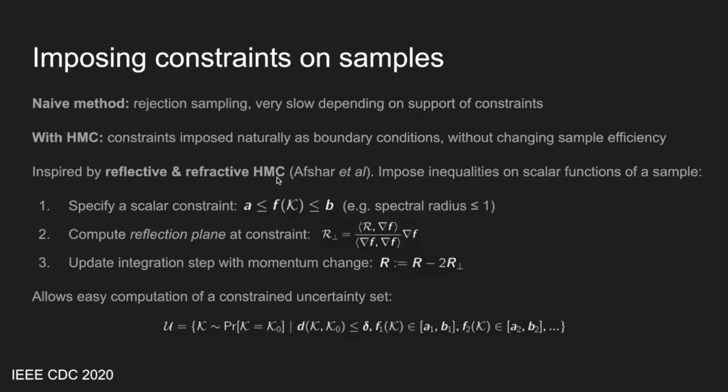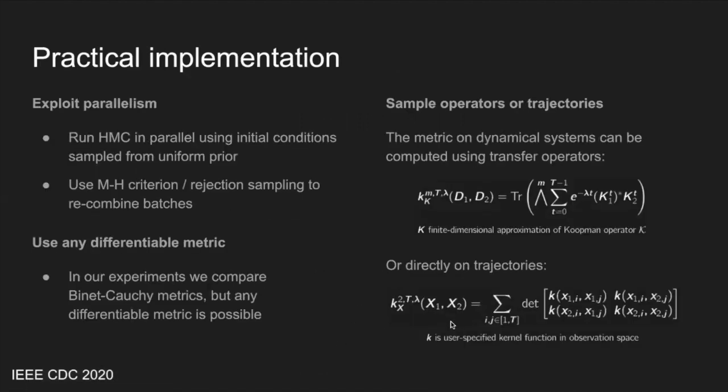This is often referred to as reflective or refractive HMC, and we adapt this method by Afshar et al. to impose inequalities on arbitrary differentiable scalar functions of the sample. The method is simple. We simply use the gradient to compute a reflection plane whenever any constraint is violated, and we elastically change the momentum of the sample whenever this constraint is hit. This allows us to now express our final uncertainty set, which are samples from this distribution of transfer operators conducted via MCMC, with arbitrary boundary conditions imposed by these scalar constraints.